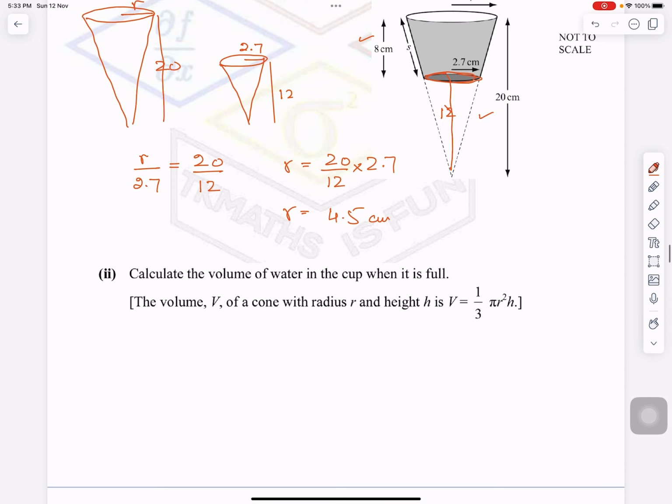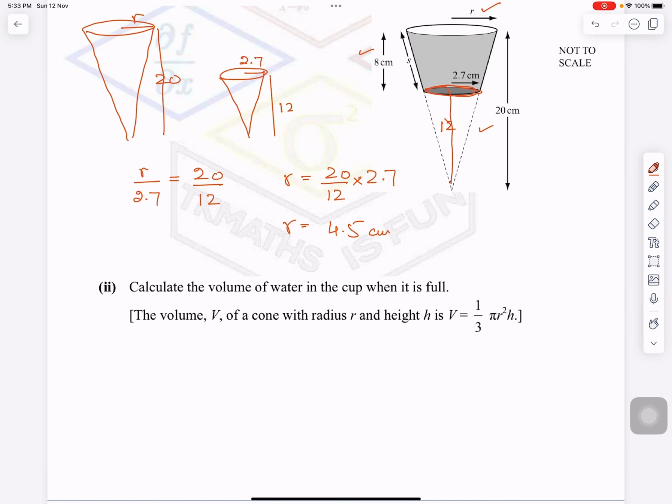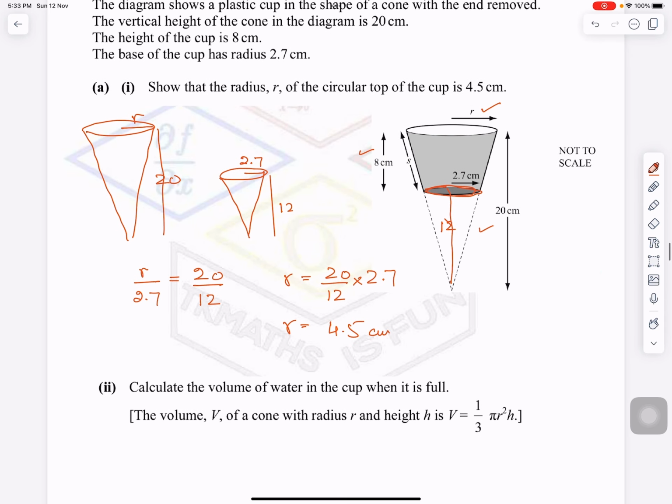Let's see part B. Calculate the volume of water in the cup when it is full. Now basically it is this part of the cup, right? It is full of water. Now this shape's formula I don't know, so how will I apply the formula for the volume of this shape?